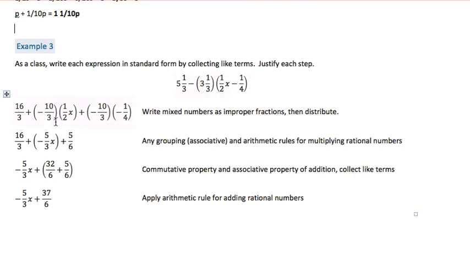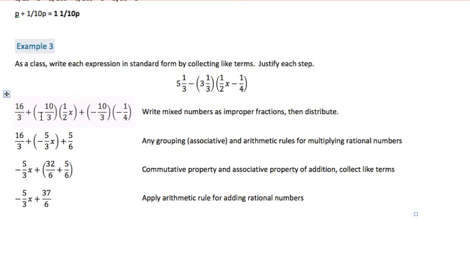between our negative 10/3 and the quantity 1/2 x minus 1/4. So what happened in this step was not only did we change the subtraction to addition and change our mixed numbers into improper fractions, but we also distributed the negative 10/3 across 1/2 x and negative 1/4. So what you see is negative 10/3 times 1/2 x plus negative 10/3 times negative 1/4.